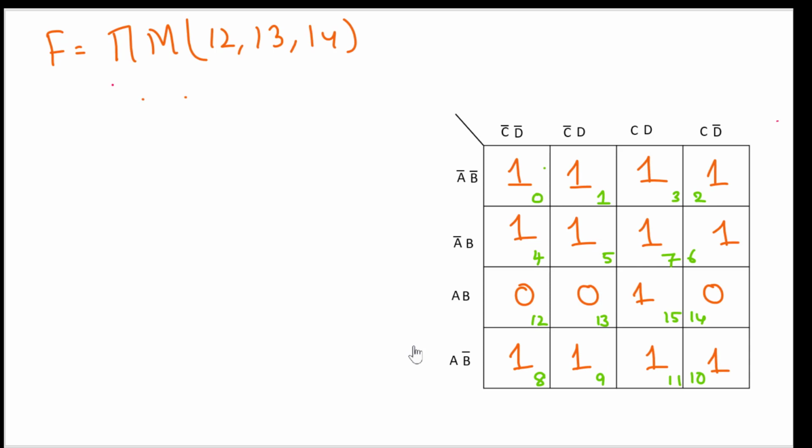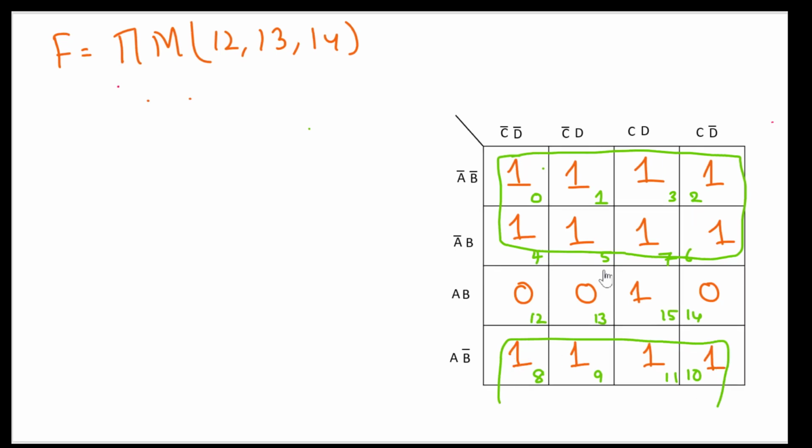I will try to look for the largest group of ones. So this time an octet is possible. If you look, these eight ones can form an octet. And if you look at these four and these four, you can get another octet. Now you can see there is one single one, but instead of taking a single one, we will make it a quad by considering all these fours. Even though the other ones are already covered, to get the minimum literal expression, we will consider this also as a quad.